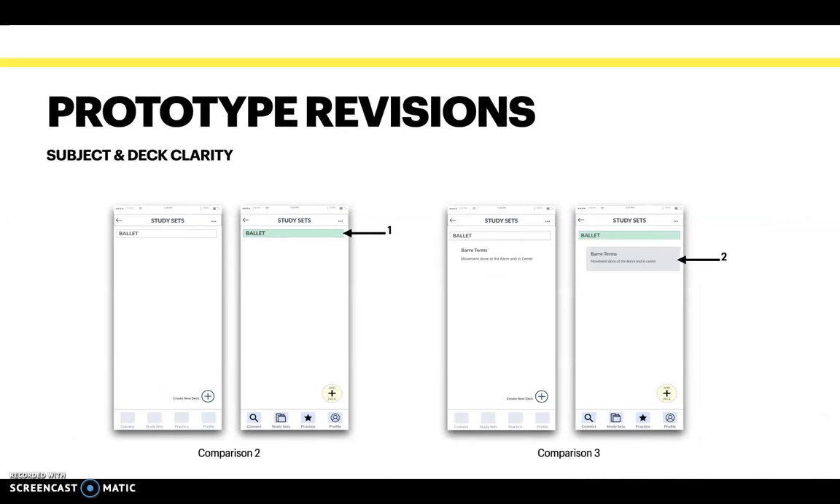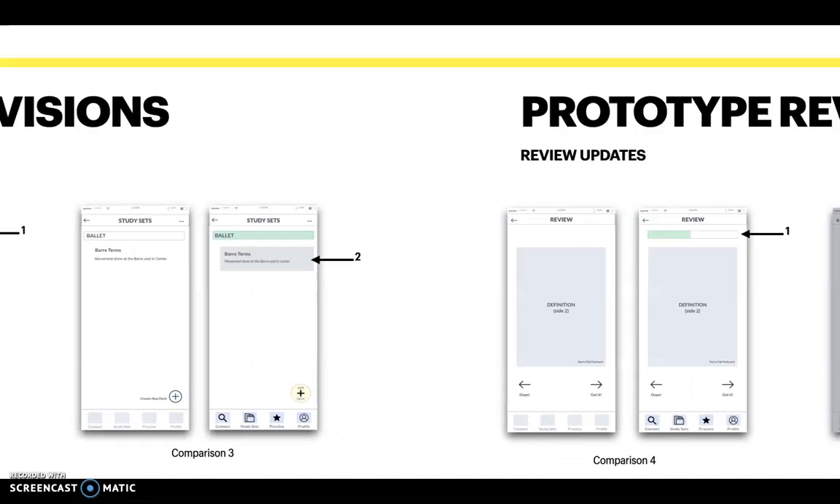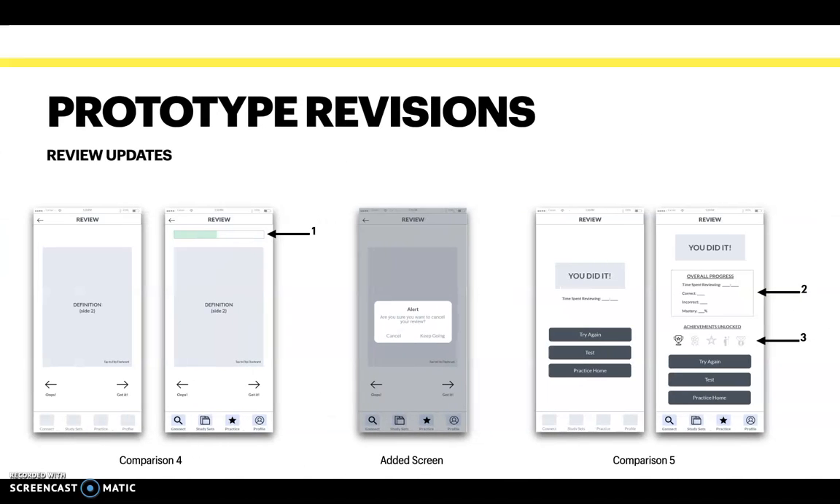Here we created a little bit more subject and deck clarity through color-coded headings and blocked out deck folders. And in terms of our review, we added a progress bar and changed it to a bar graph instead of a slider. We added an alert screen if the user accidentally clicks the back button or wants to end their review.